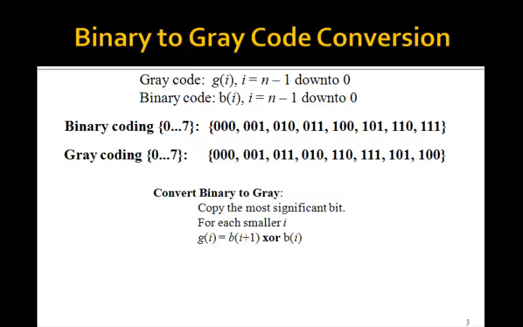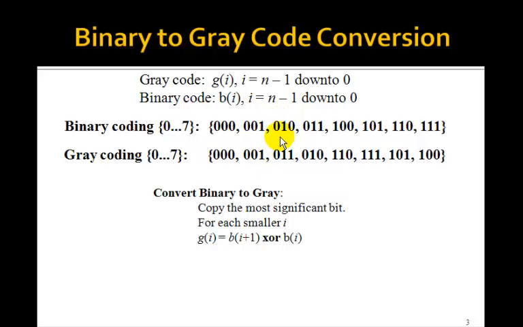There's also an algorithm for converting any binary sequence to a corresponding gray code. And this is the algorithm. You copy the most significant bit, so the 0 becomes 0 here. And then for each smaller bit, the next G i is just B i plus 1, that is this most significant bit, exclusive OR with the next one. So 0 XOR 0 is 0. Here you copy the first bit, 0 XOR 0 is 0, 0 XOR 1 is 1.